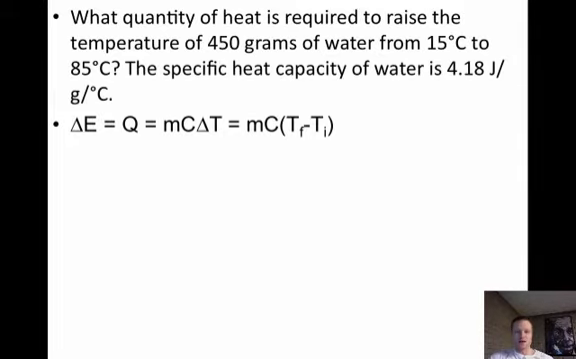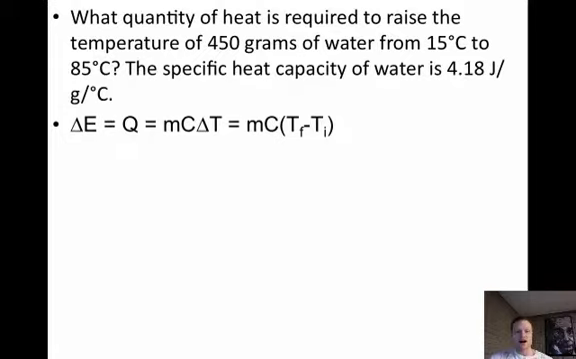The first problem says, what quantity of heat is required to raise the temperature of 450 grams of water from 15 degrees Celsius to 85 degrees Celsius? The specific heat capacity of water is 4.18 joules per gram degrees Celsius.